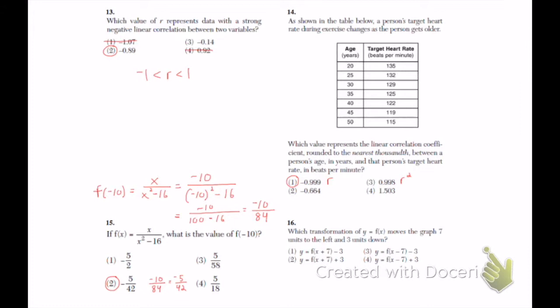Alright, 16 reads, which transformation of y equals f of x moves the graph 7 units to the left and 3 units down? Again, we know that 7 units to the left is our positive h value. Moving to the left, it's positive, and 3 units down would be our negative k value.